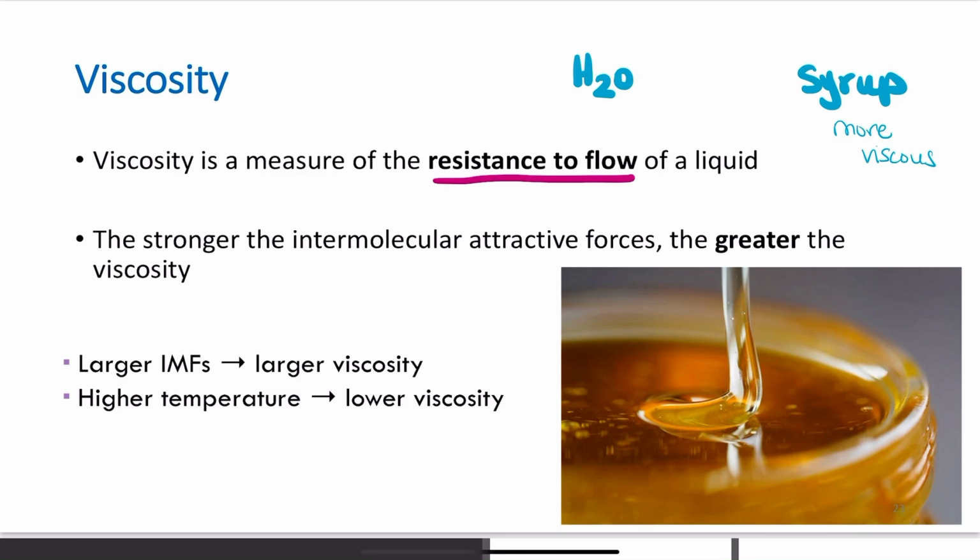Higher the temperature, the lower viscosity. So basically what's happening here is your intermolecular forces are preventing easy movement of the molecules. It's based on shape and size.